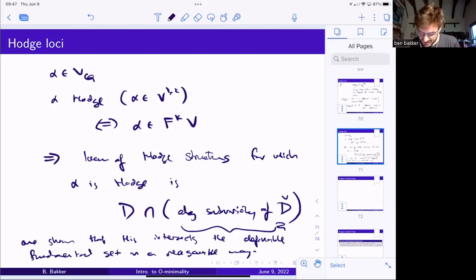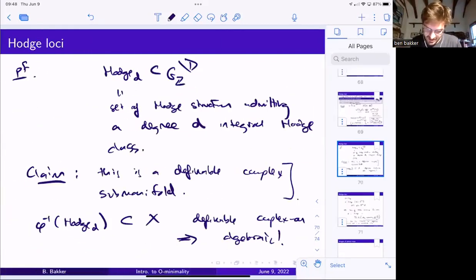I mean that's a little imprecise. Of course, it intersects a definable fundamental set in a reasonable way, because the intersection of two definable sets is definable. What I mean is that the enemy would be that this Hodge locus, when you take the image in the quotient, could look kind of crazy. You want this Hodge locus to be stabilized by a big subgroup of GZ. Anyway, I don't want to get into the details of that.